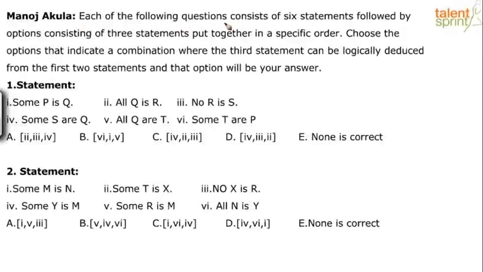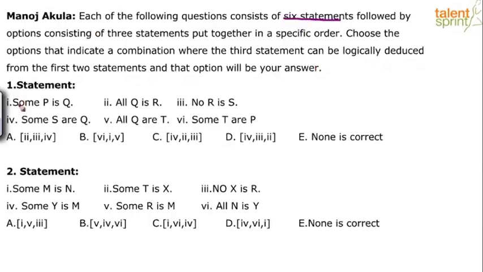Each of the following questions consists of 6 statements followed by options consisting of 3 statements put together in a specific order. Choose the option that indicates a combination where the third statement can be logically deduced from the first 2 statements, and that option will be your answer. Alright, so he says each of the following questions consists of 6 statements.